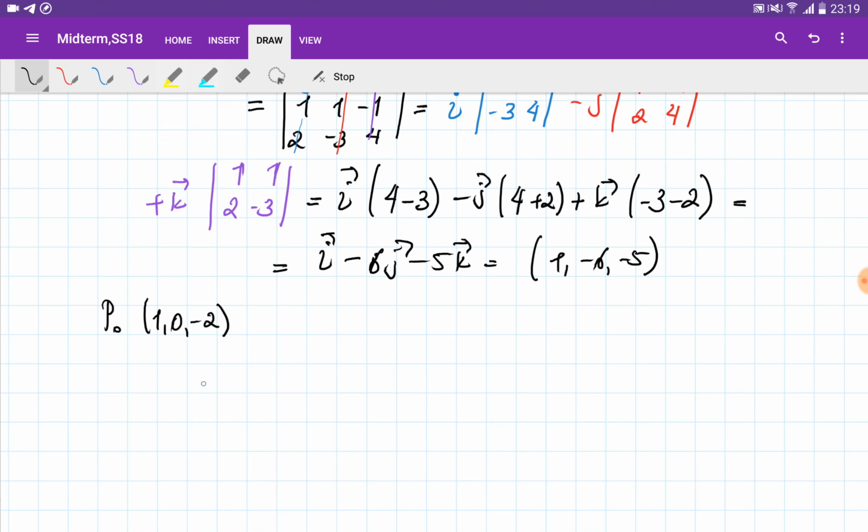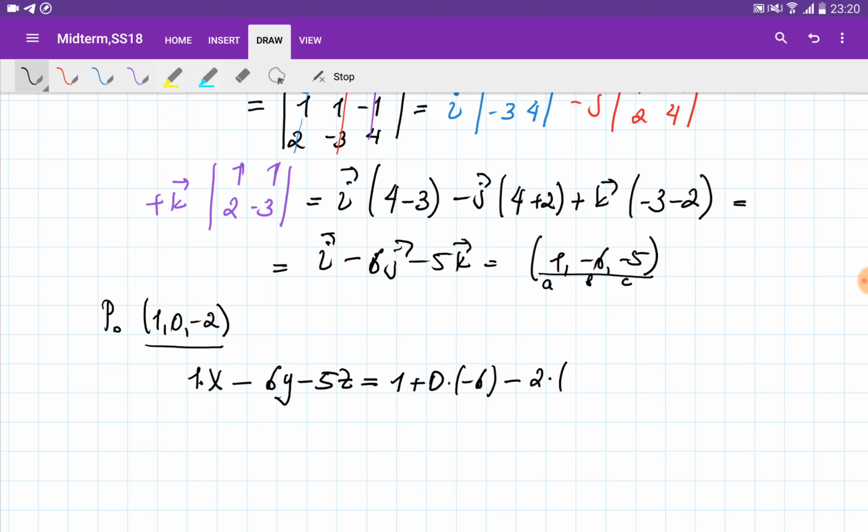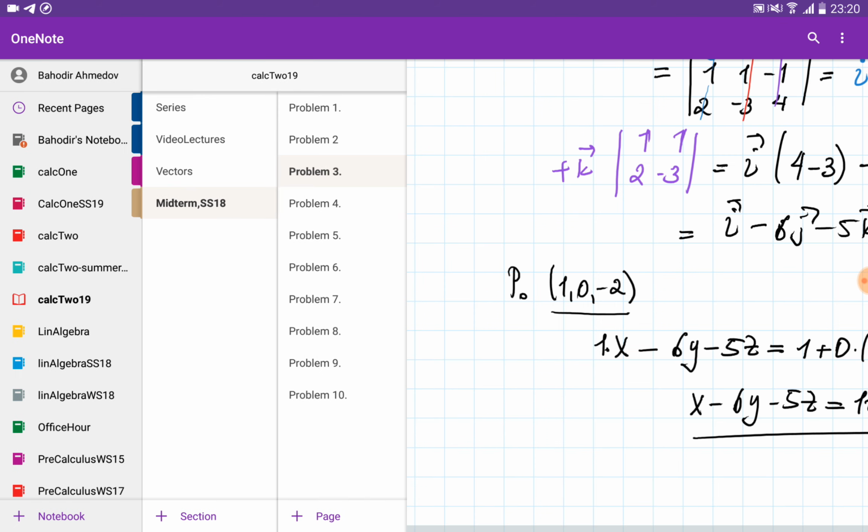So the equation of the plane is going to be 1x, right? Because this is A, B, and C, minus 6y minus 5z is equal, when we multiply this vector to this vector as a dot product, it's going to be 1, plus 0 multiplied by the minus 6, minus 2 multiplied by the minus 5, right? So this is going to be x minus 6y minus 5z is equal to 11. This is the equation of the plane which we wanted to construct.